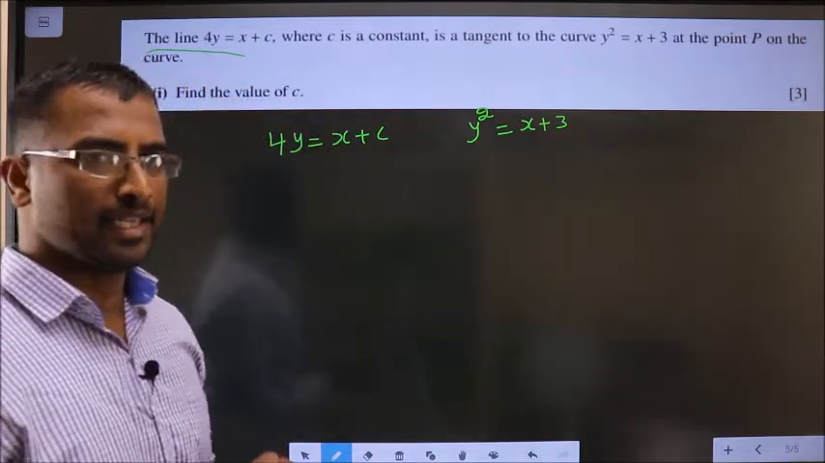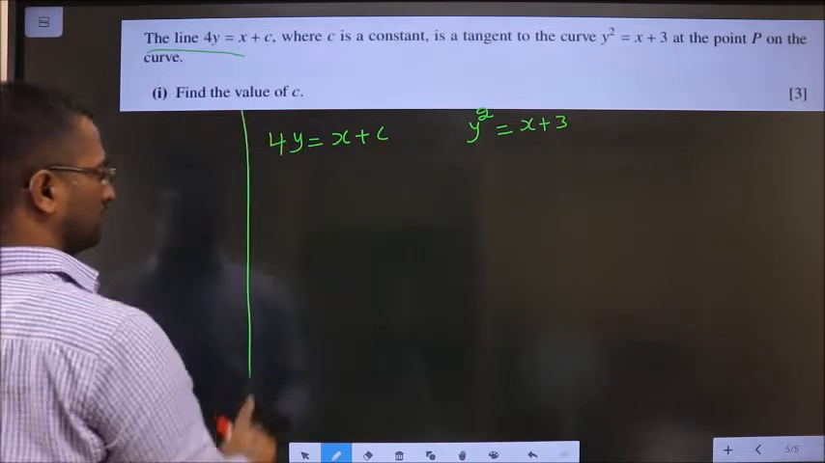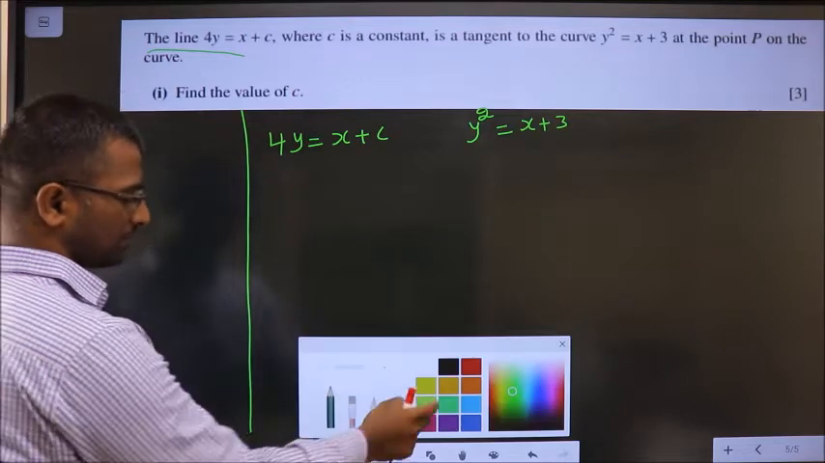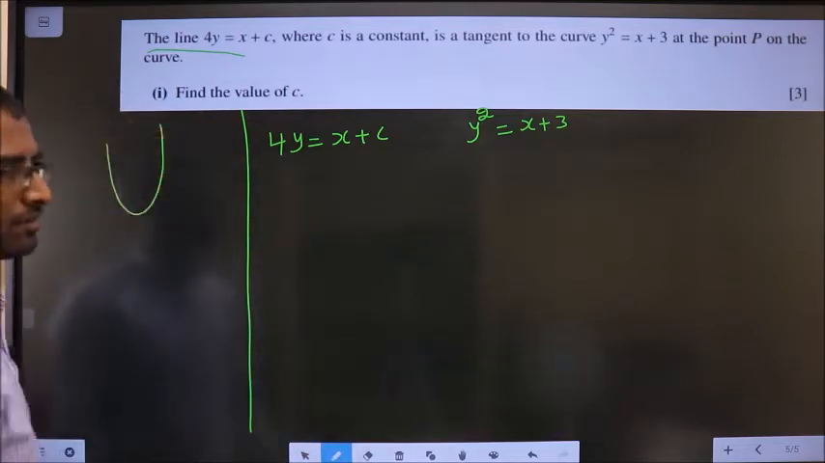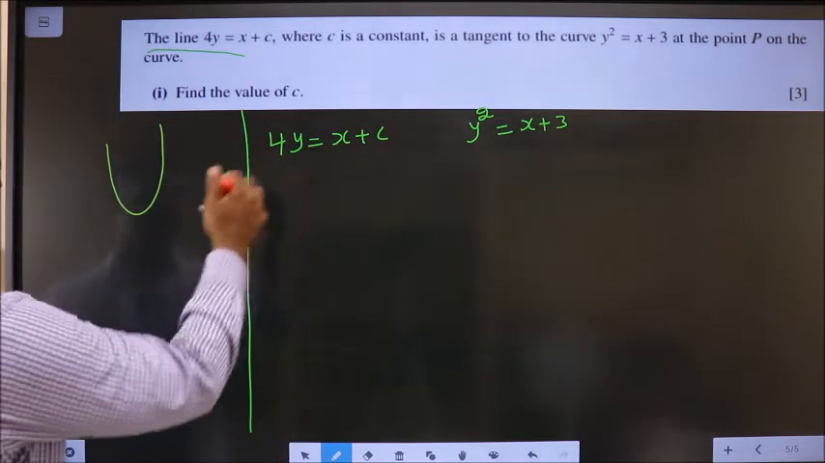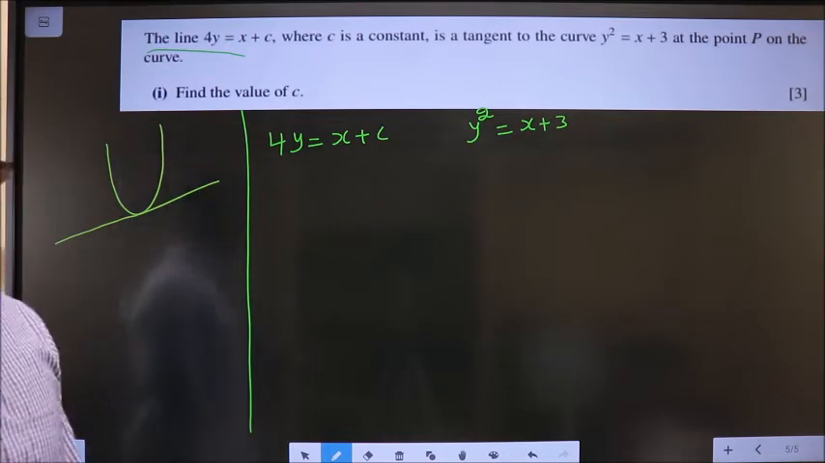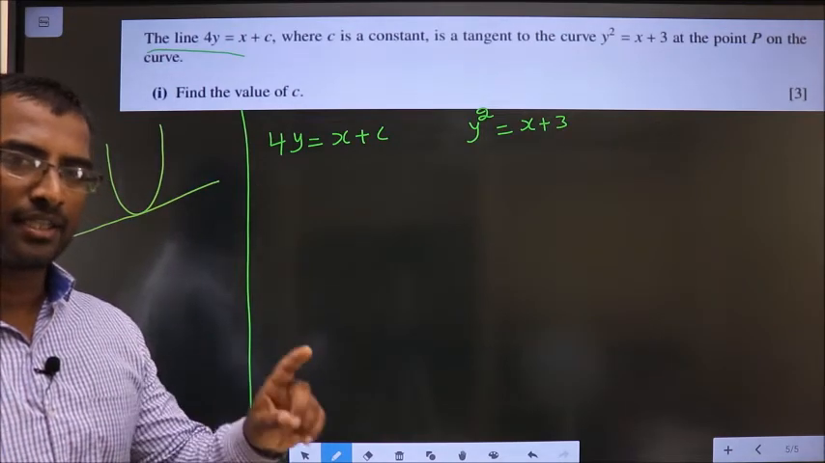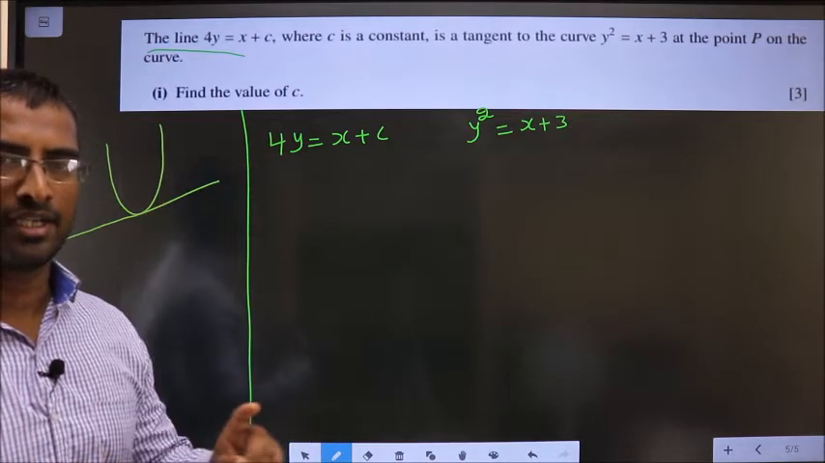What he is saying is, this line is a tangent to the curve. What do you mean by that? Suppose this is the curve equation. He said this line is the tangent, means the line should intersect the curve at only one point. Only then I can say line is a tangent to the curve.